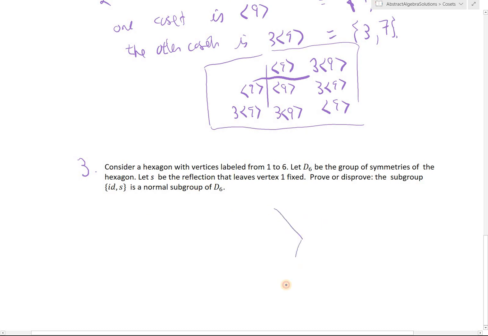So I'll just quickly draw the picture. In this case, it's really not necessary to draw the picture, but let me go ahead and do that. This is a terrible hexagon. But anyway, I can label the vertices 1, 2, 3, 4, 5, 6. And S is the reflection that leaves 1 fixed. So in fact, S is going to take 2 to 6 and 3 to 5.